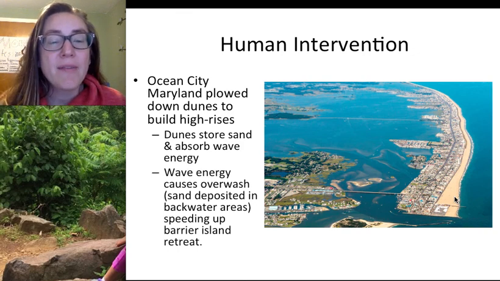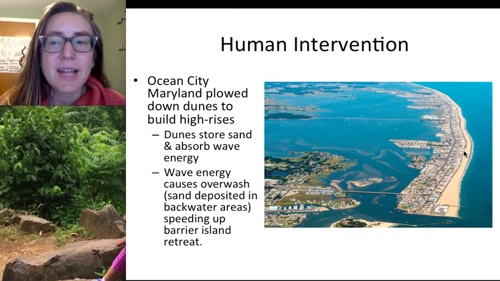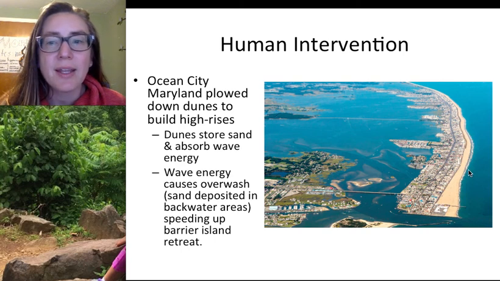Without them, wave energy then causes lots of overwash on this barrier island, and it's going to be causing sand to not just deposit right along the shoreline here, but it's going to deposit some sand on the back of the island. And this is just going to speed up that process at which this barrier island is retreating towards the mainland.